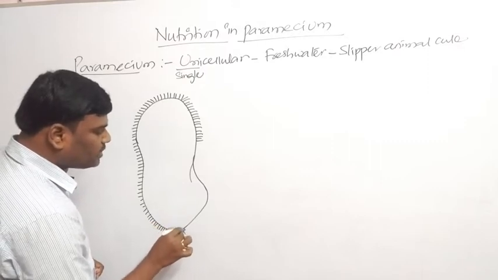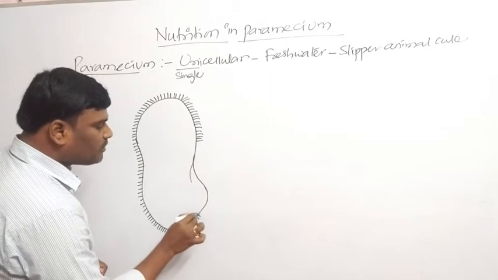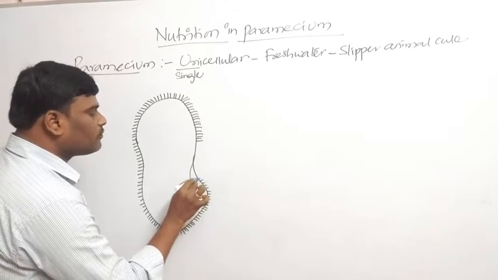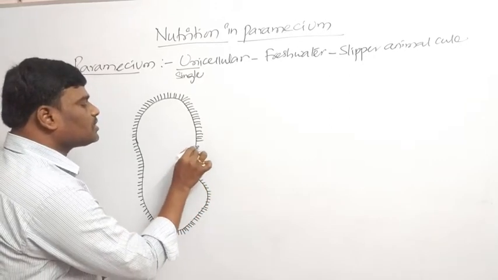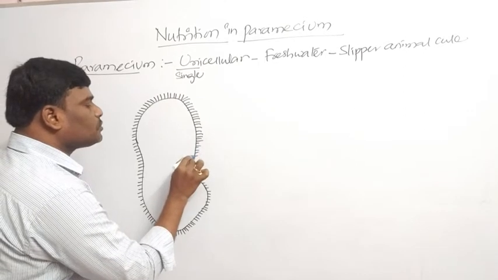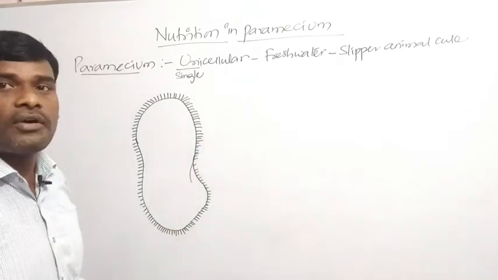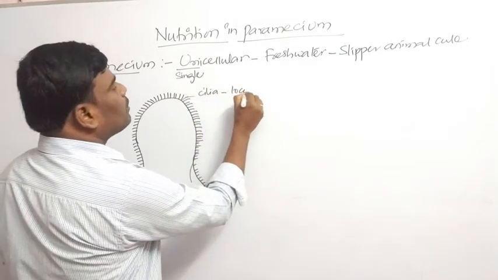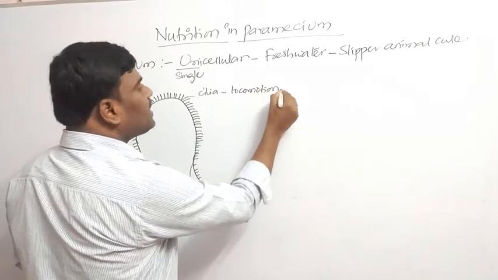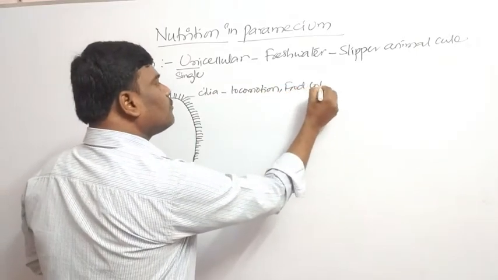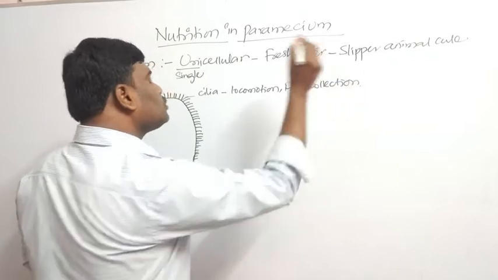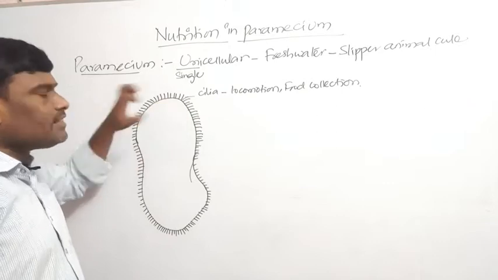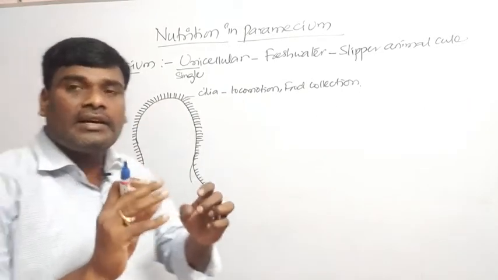The function of this cilia, first one, is locomotion. With the help of this cilia, this Paramecium will move from one place to another place, children, in search of what? Food. So this is a cilia, which is useful for locomotion. And not only locomotion, it is useful for food collection also. So how does it collect the food particles? Because of the movement of this cilia in the water, it will create a water current.